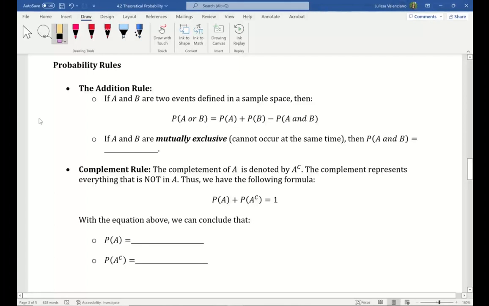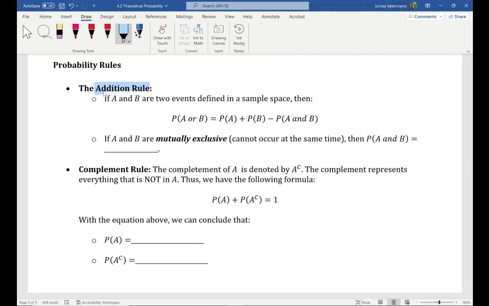Now, let me introduce you to the first two probability rules that you're going to see in this class. We have more coming up, but for now, we're only going to focus on the addition rule and the complement rule. Let's start with the addition rule. Before we read this, let me emphasize something here. The addition rule is going to be used when you're finding the probability of A or B. So that should be the first remark that you make. Now, let's go ahead and read this.